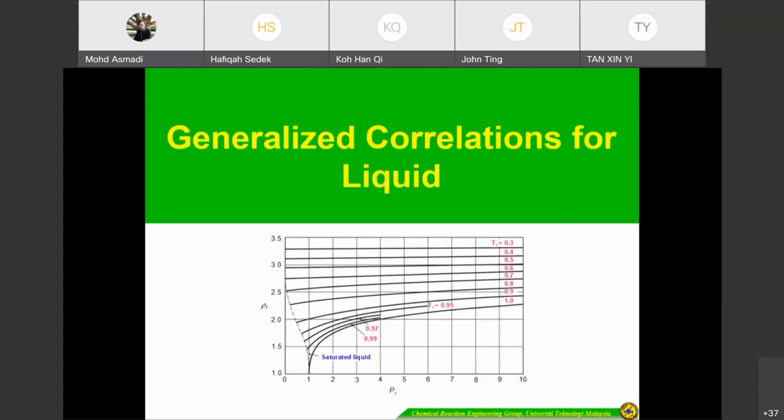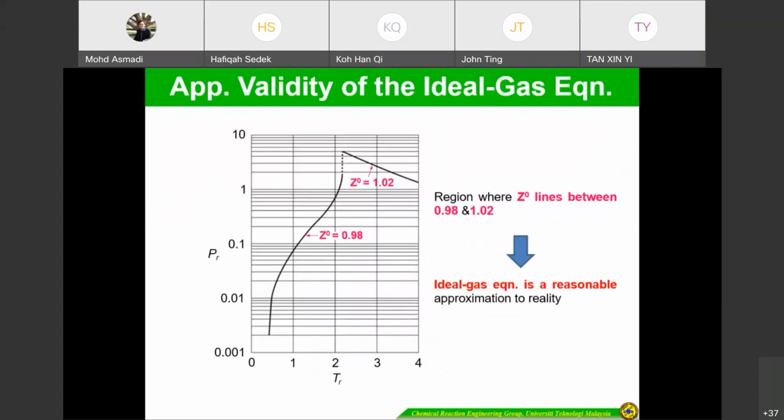Any question about the gases before we proceed to the liquid? And then we will do the tutorial together. Don't have to worry. Any questions? Okay, tak ada soalan ya? Okay.